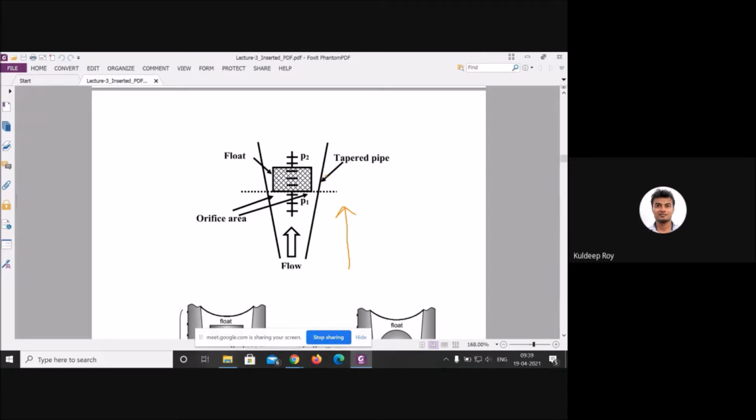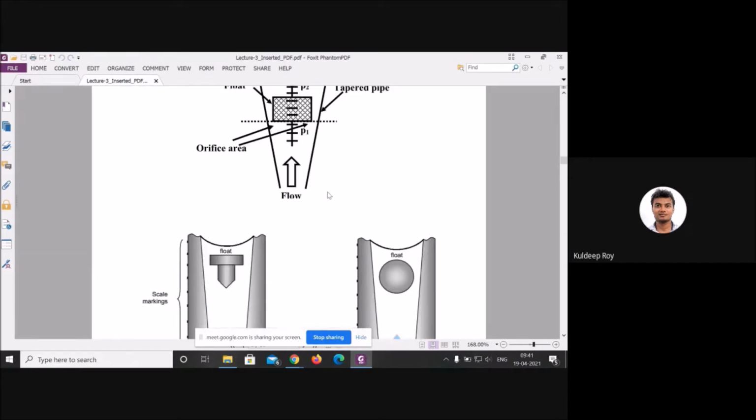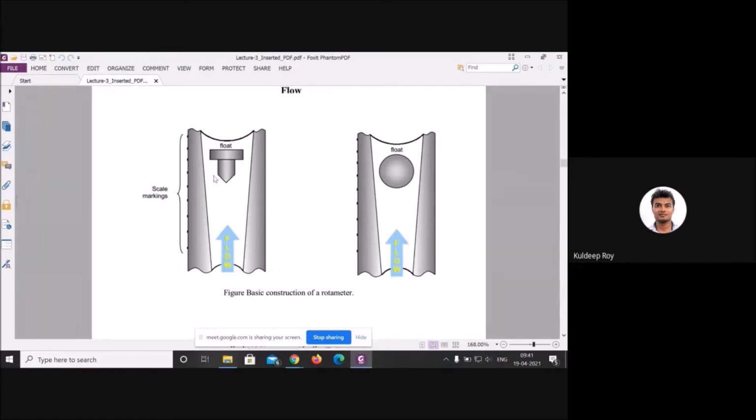First of all, what is the significance of varying such kind of area? The float, or you can say the bob, which you are making, is like an orifice-type shape structure. Now, have a look here. This particular position is a needle-type structure, and then it is flat, and this kind of structure is called an orifice plate.